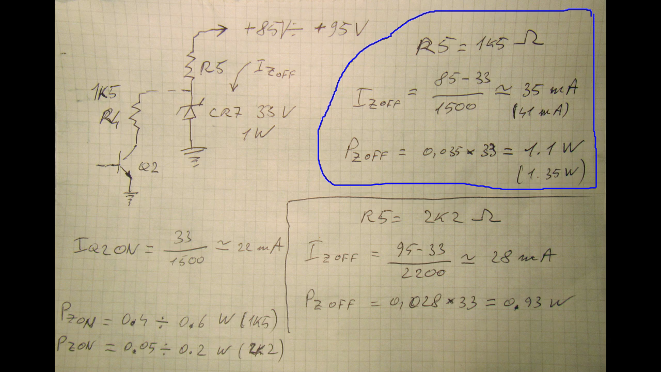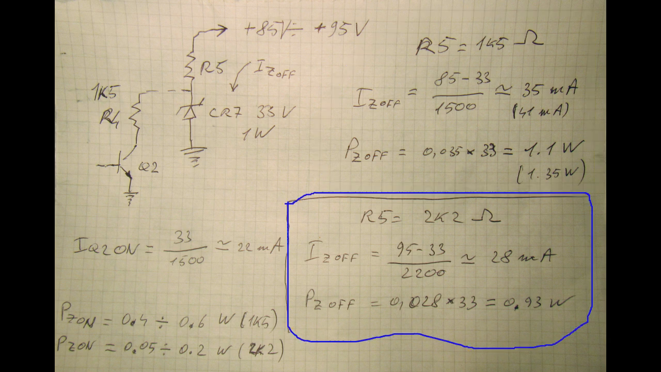Let's observe that the zener diode is rated at 1 watt only. Now, doing the same calculations with a 2.2 kΩ resistor gives 28 mA in the worst case, which is less than the previous best case. The power dissipated in the zener in this case is about 0.93 watts, or even less if the 85 volt rail is less than the maximum value.